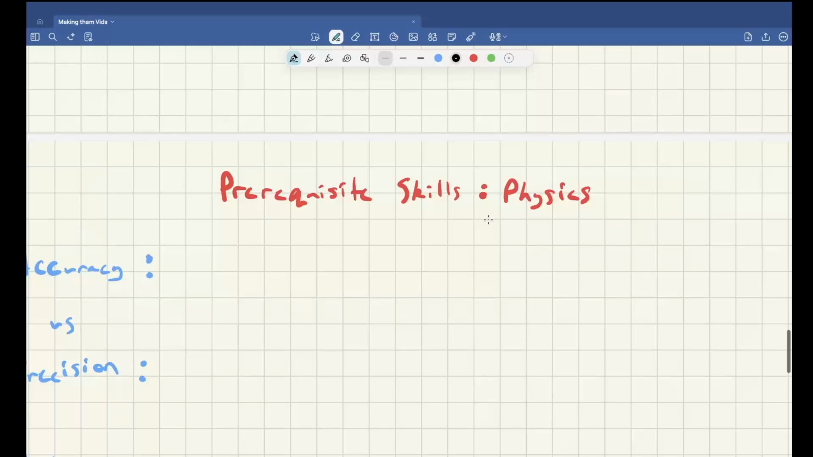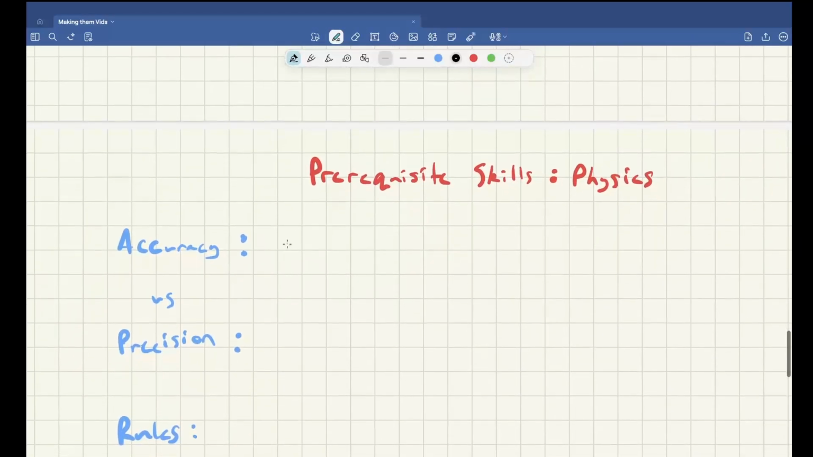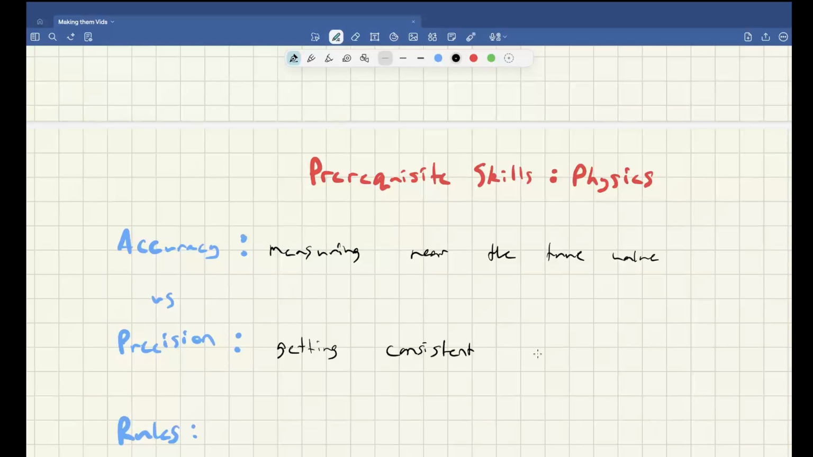So, when we're talking about significant figures, we have to talk about accuracy versus precision. Accuracy is measuring near the true value of what you're getting, and precision is basically getting consistent numbers. Keep in mind that you can get consistent numbers, but they're not always close to the actual number, they're just close to each other.